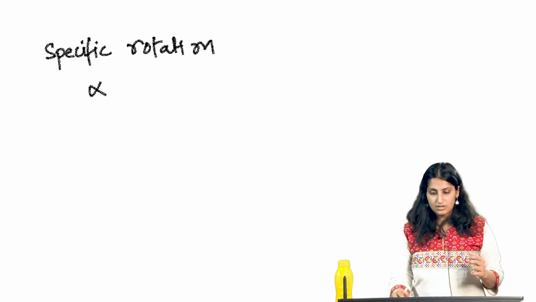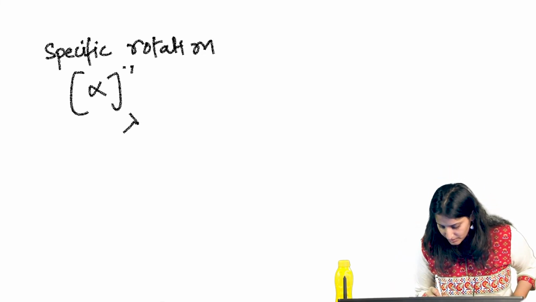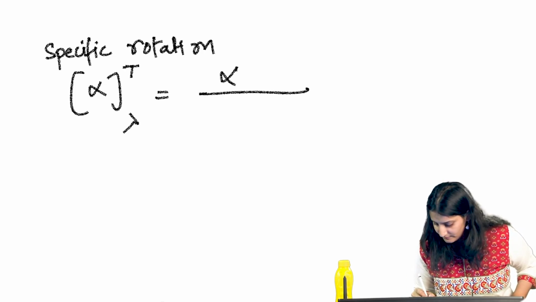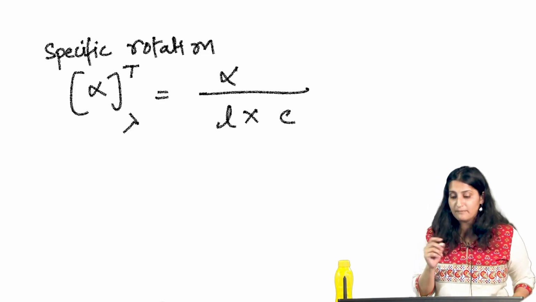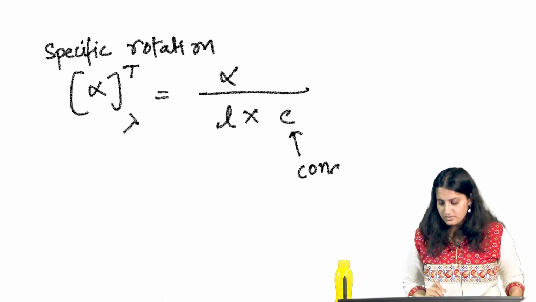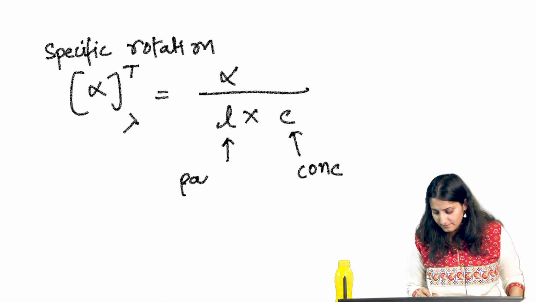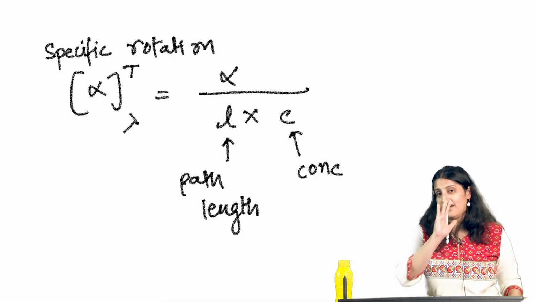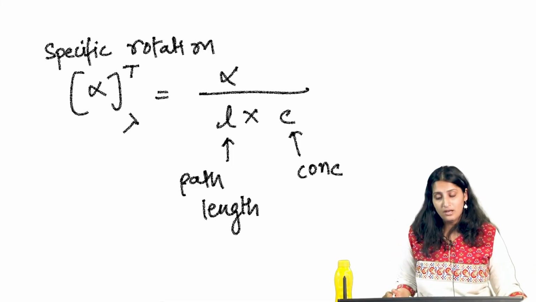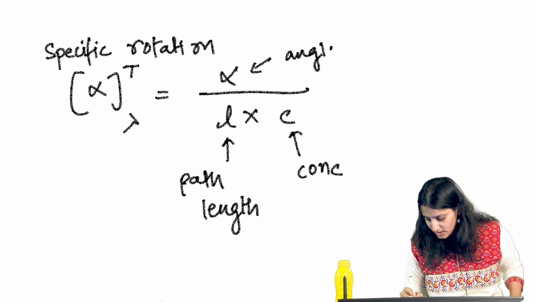So, specific rotation alpha at a particular wavelength and at a particular temperature is equal to the observed rotation over the length of the sample cell into the concentration, in grams of the substance in 1 ml of the solution. So, this is my concentration. Let us say that I have a sample. What is the concentration of the sample? L is the path length, the path length traversed by the light before it comes out of the sample, and alpha here is the angle of rotation that I measure in degrees.